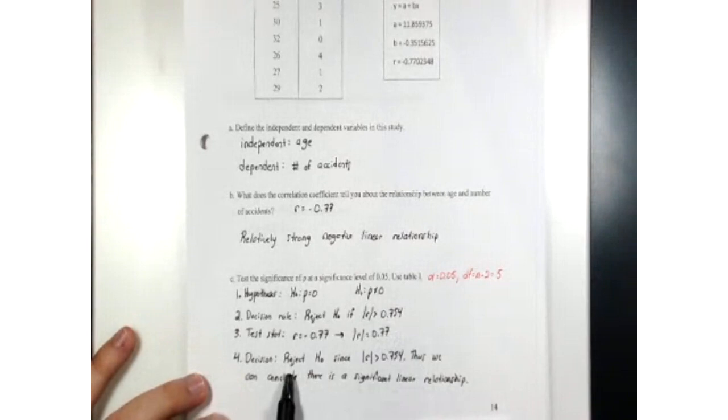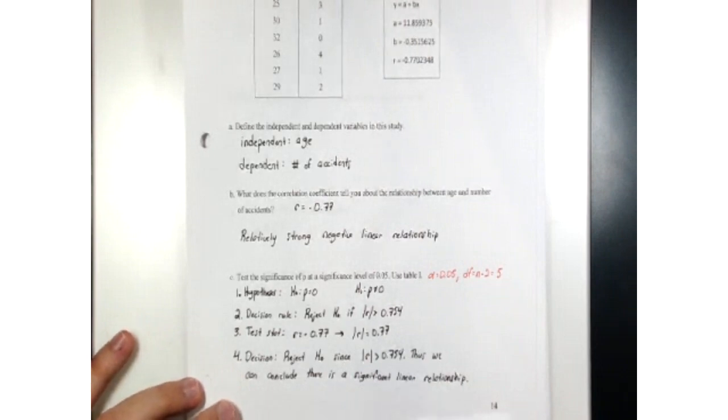So therefore, using that decision rule up here, we reject the null hypothesis since the absolute value of r is greater than 0.754. And then we can conclude there's a significant linear relationship here. If you want to write it in the words of the problem, you can say there's a significant linear relationship between the driver's age and the number of accidents.